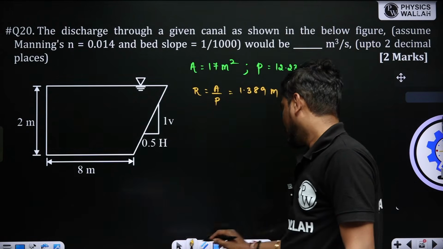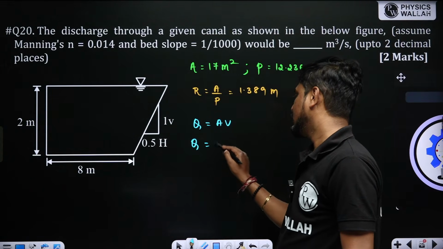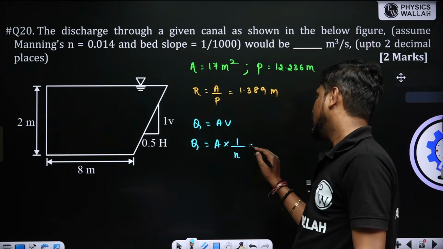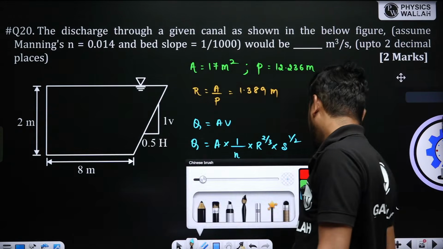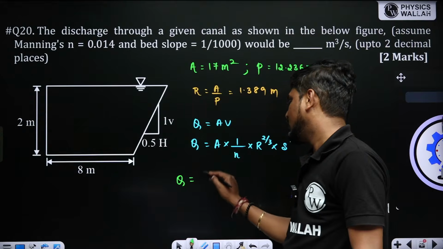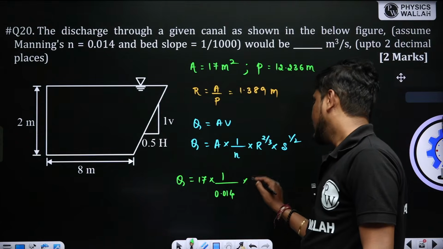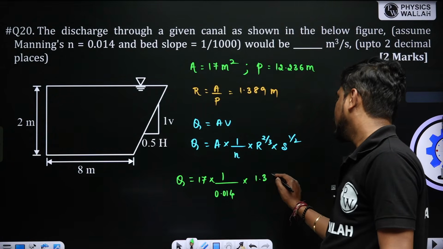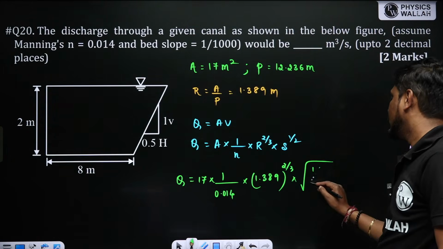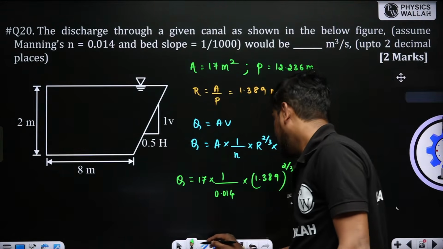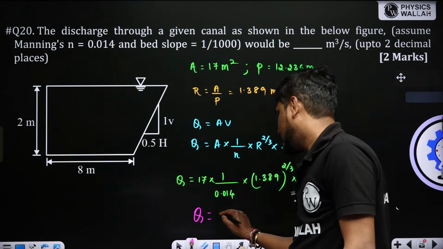So now you know the formula for Q. Q is equal to area into velocity, that is 1 by N into R to the power 2 by 3 into S to the power 1 by 2. Substitute all the values. Discharge: area 17, N 0.014, R value 1.389 to the power 2 by 3, into square root of 1 by 1000. So solve this, you will get a discharge value of 47.81, the correct answer.